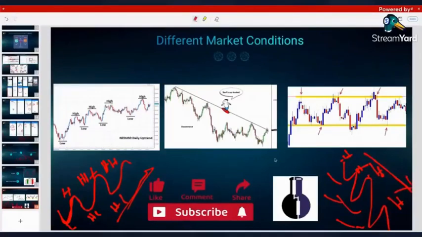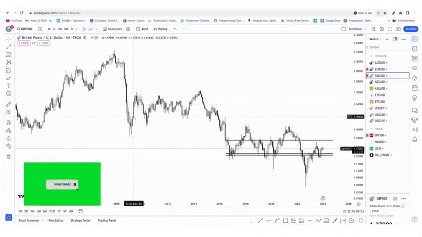But in the case of consolidation, or sideways movement, this is how price moves sideways, moving from one edge to another, one edge to another, one edge to another. All right, so let's go back to our TradingView to illustrate the different market conditions.